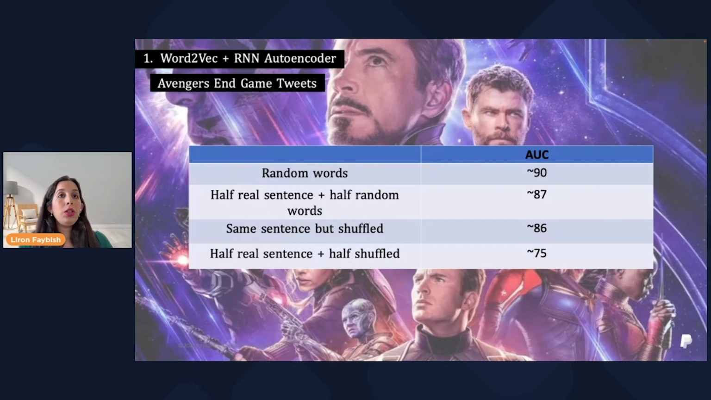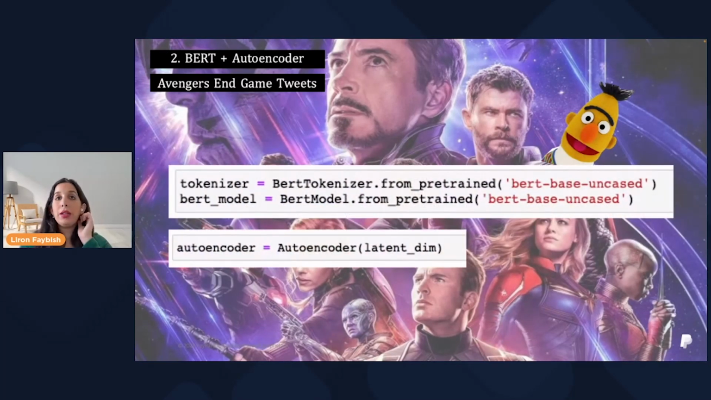So we also wanted to test this dataset using the BERT architecture. We used the pre-trained BERT model and tokenizer using the following code, and we took the output of the BERT model, which is one vector per sentence, and we built a regular autoencoder for the anomaly detection phase.